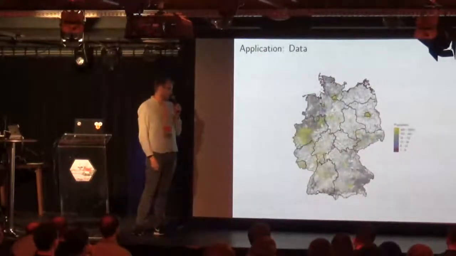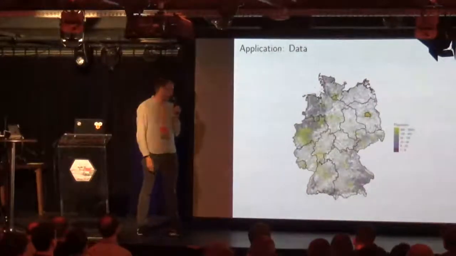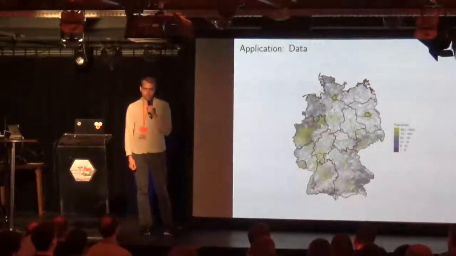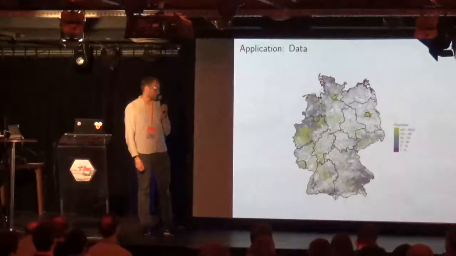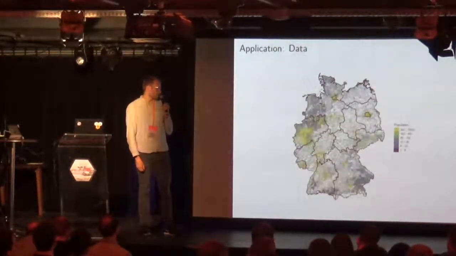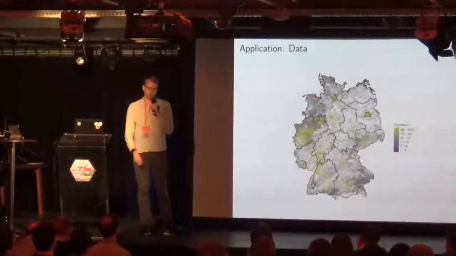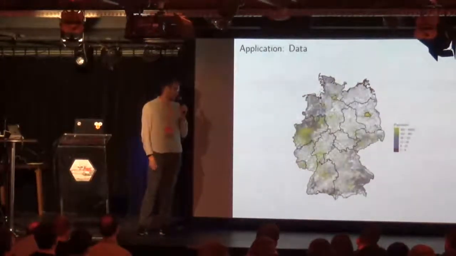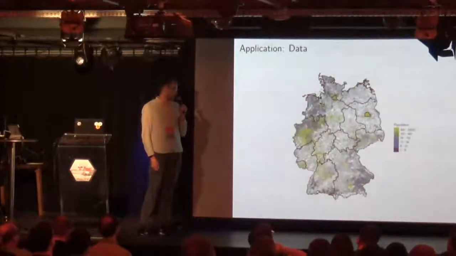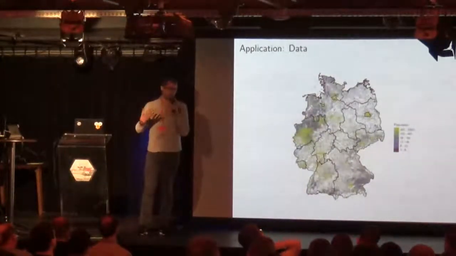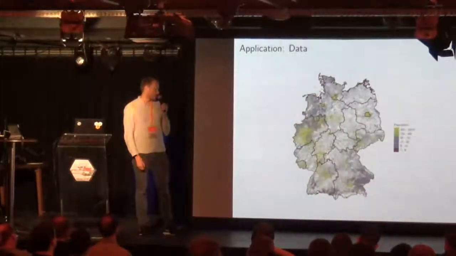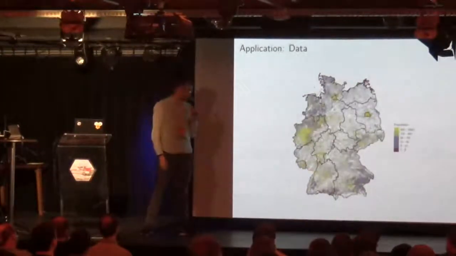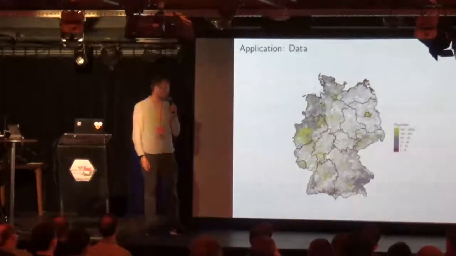This would be our application. The data is basically a 1 kilometer grid of Germany where you have the population and a bunch of other data. These are 1 kilometer grid cells, and you want to find the smallest number of hospitals which can cover every visible grid cell here.